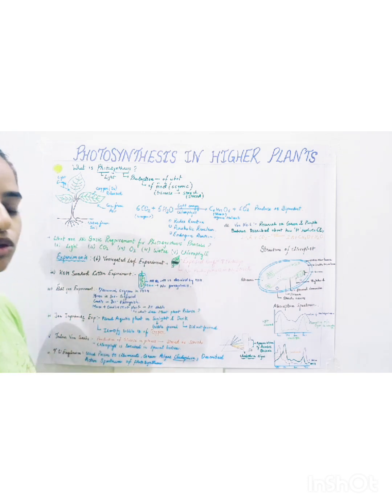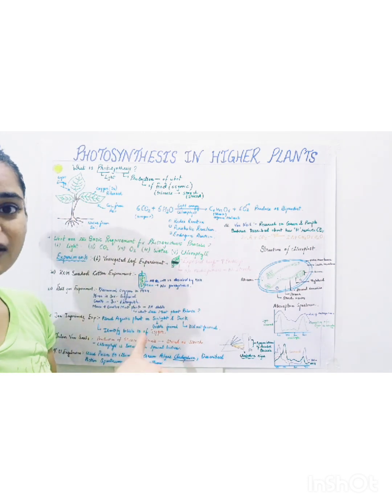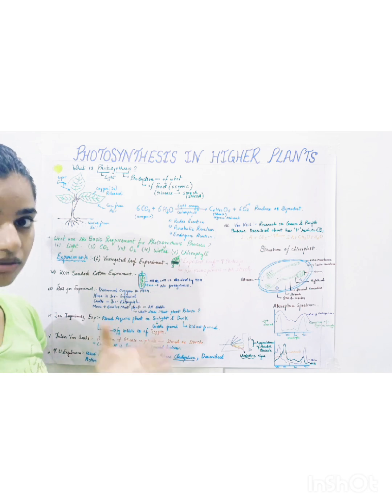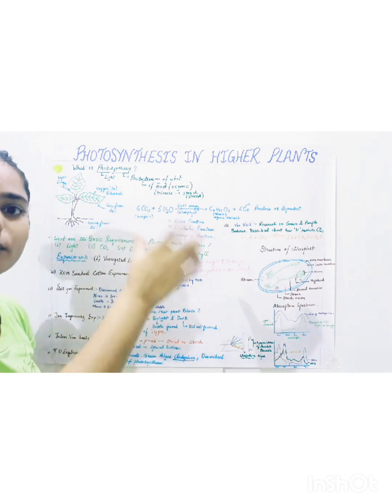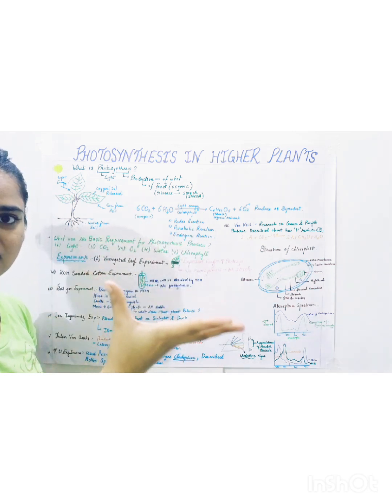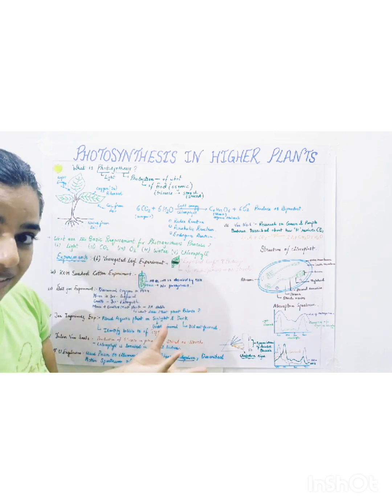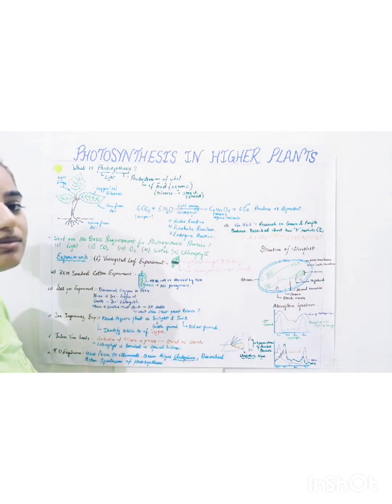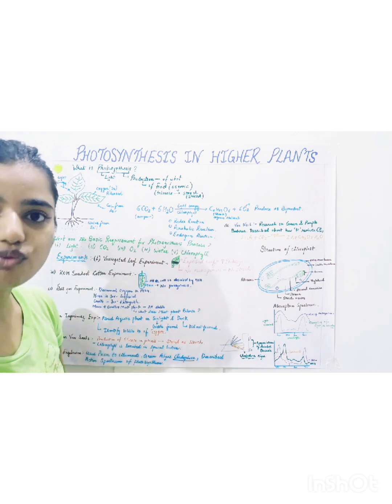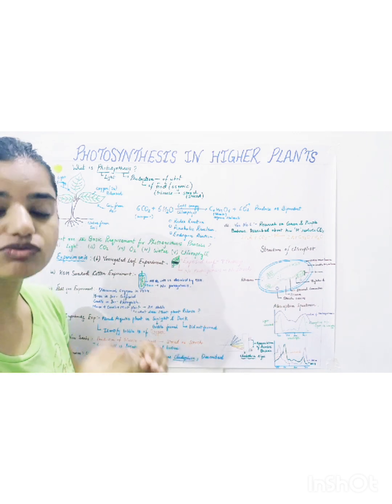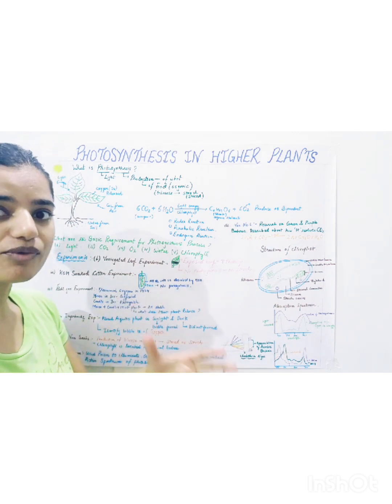So what is photosynthesis, and what do we understand from the term photosynthesis? Photo means light and synthesis is production. So synthesis in the presence of light. What is synthesized? The plant is synthesizing its food, that is glucose, which is further stored in the form of starch.